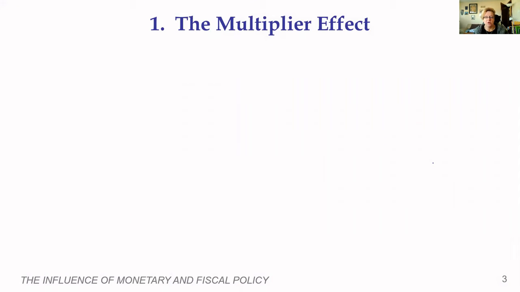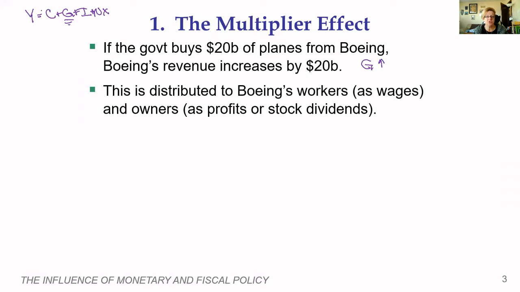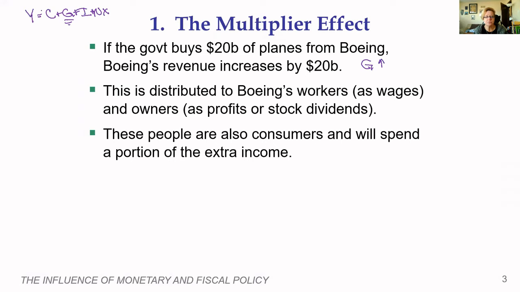How far aggregate demand will shift is called the multiplier effect. Suppose the government buys 20 billion of planes from Boeing. Boeing's revenue will increase by 20 billion. Keep in mind that real GDP is consumption plus government expenditures plus investment plus net exports. Boeing's additional revenue is distributed throughout the economy to workers, owners, and through dividends. Some people are consumers and will spend that.